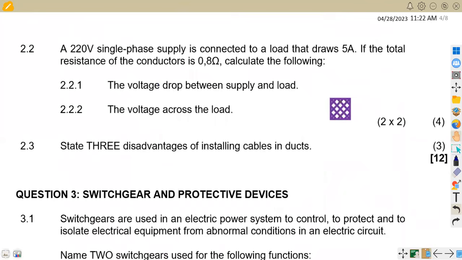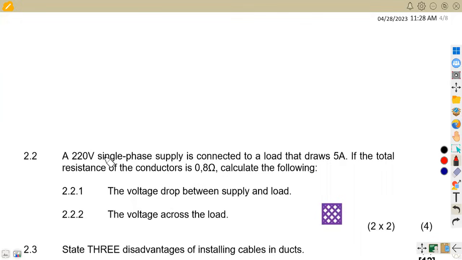All right, we move on to the other part of the question, which is 2.2. We are now given a 220 V single phase supply connected to a load that draws a current of 5 amps. So take note, we have a supply voltage, which is single phase, so we can save it here. We've got V supply of 220 volts, connected to a load. We are taking a current across the load of 5 amps, so this is our total current in actual sense.